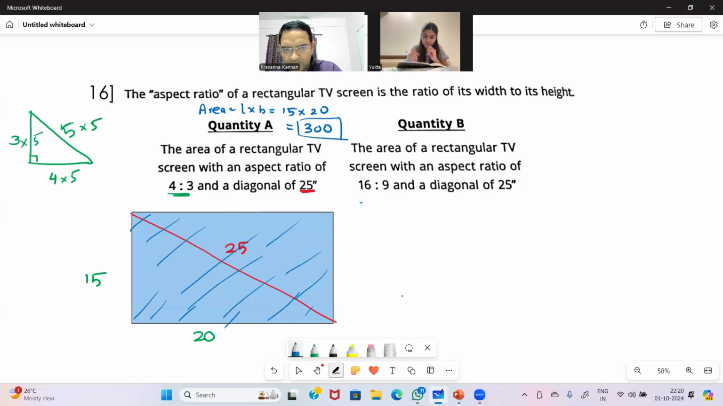Now we are looking at the other aspect ratio, which is what? 16:9, right? Correct?